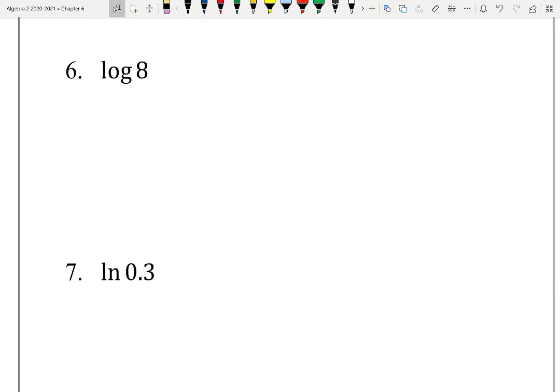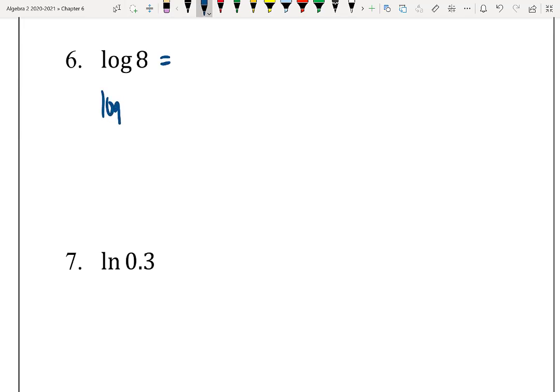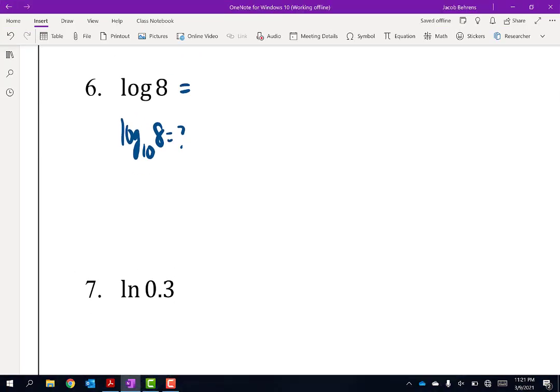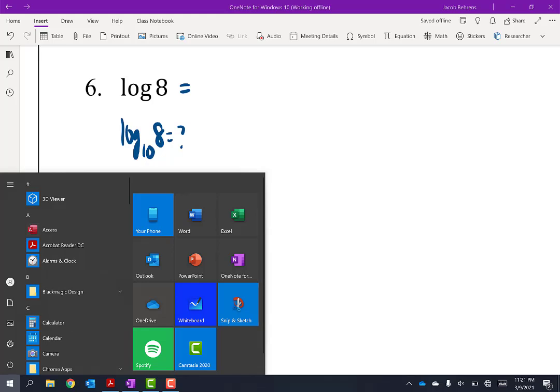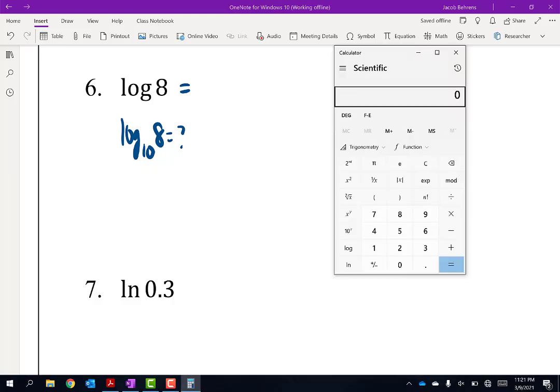So if I'm trying to evaluate just the log of 8, we can use our calculator for this. This is asking us, log base 10 of 8 is what? But again, our calculator can go straight to that shortcut. If I pull up my calculator here, I probably have to go to, oh no, there they are. So on my calculator, you can see that bottom left corner, I have my log and my ln button. Both of those are my common log and my natural log.